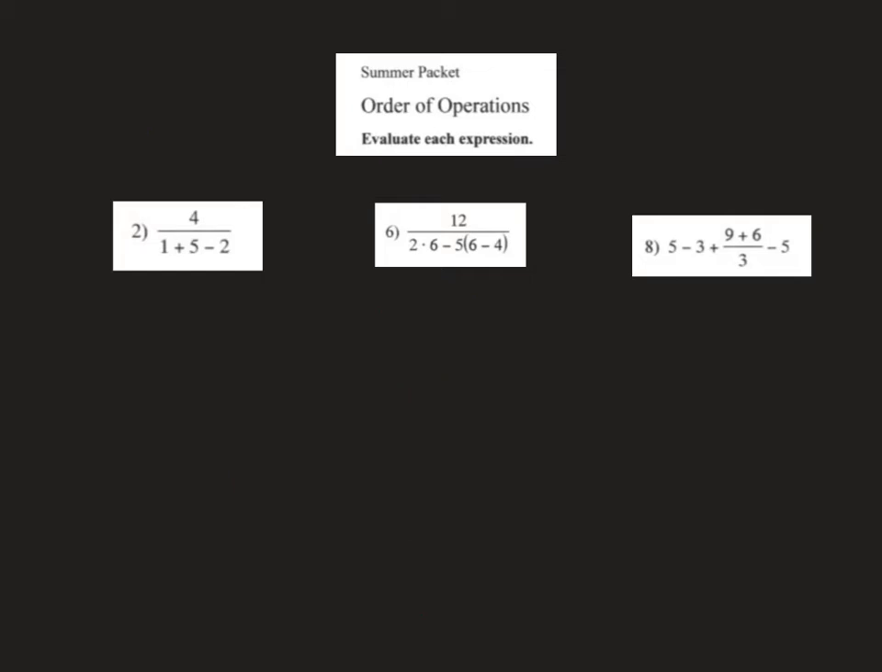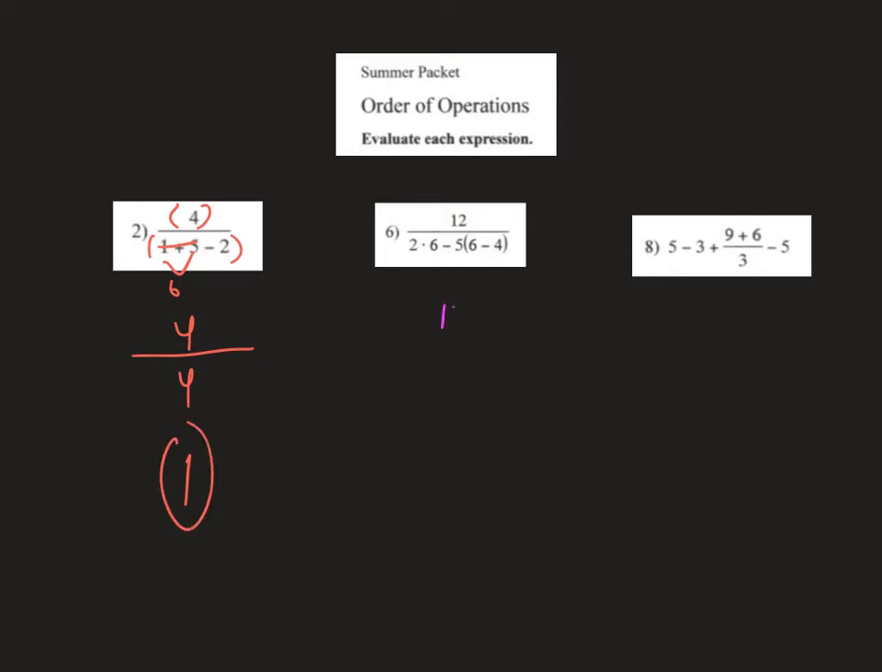It should be noted that anytime I see a fraction, on the top is implied parentheses and the bottom is implied parentheses, meaning take care of the top and the bottom separately. So 4, nothing to do on the top. On the bottom, you have 1 plus 5, which is 6. Minus 2 is 4, and 4 divided by 4 is 1. So the answer to number 2 is 1.